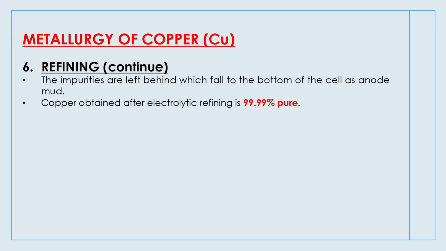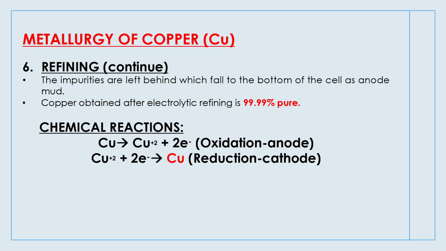Talking about the copper that we obtain from refining, it is 99.99% pure. The chemical reactions are simple: oxidation at the anode and reduction at the cathode. This copper which is produced by the electrolysis in the refining is 99.99% pure copper, that is significant and can be used for wiring or other stuff in which pure copper can be used.